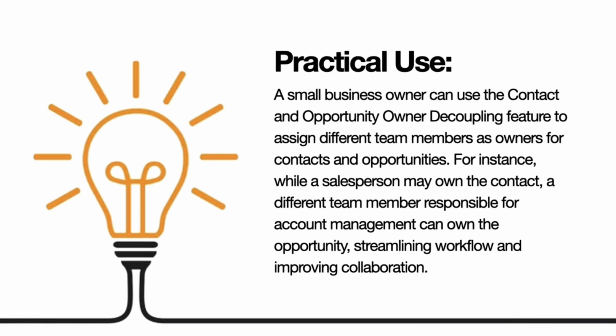As far as practical use goes, now a small business owner can use the contact and opportunity owner decoupling feature to assign different team members as owners for contacts and for opportunities. For instance, while a salesperson may own the contact, a different team member responsible for account management can now own the opportunity. This is going to streamline your workflow and it's going to improve collaboration.